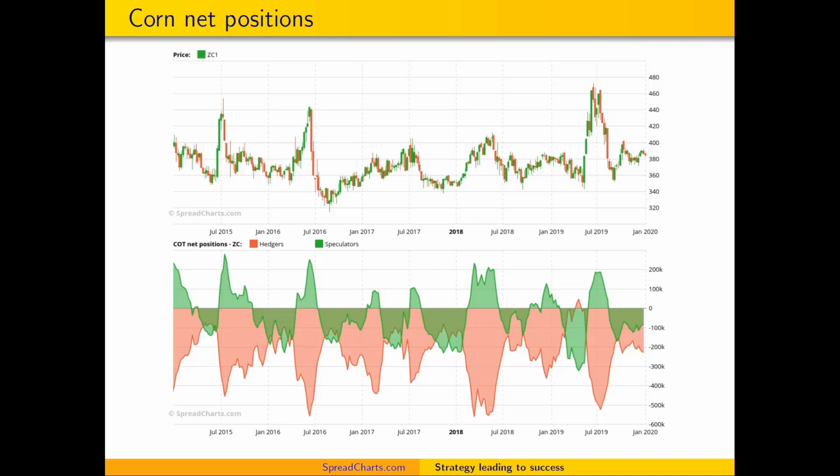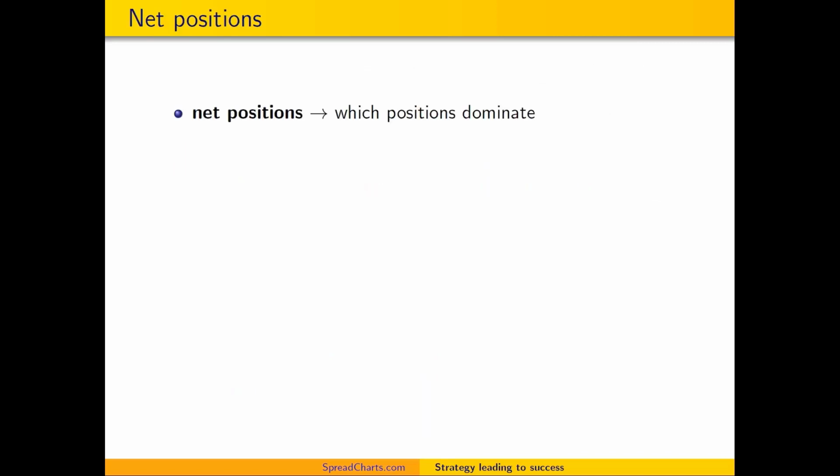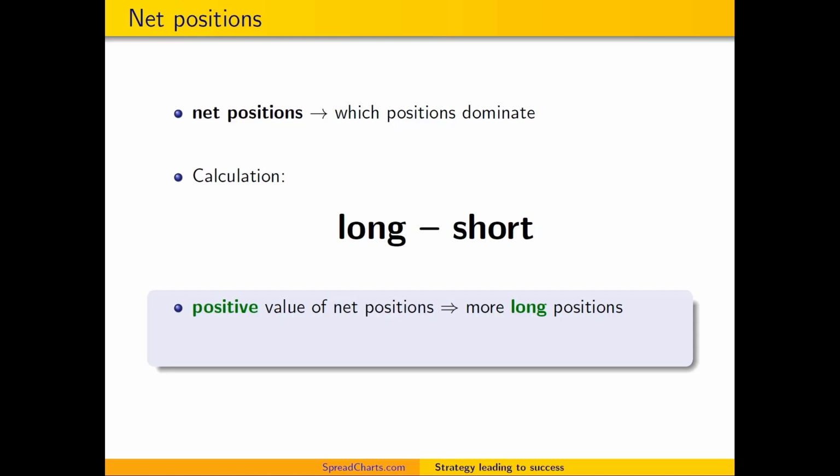Let's start with the net positions you just saw on the previous chart. It shows us what type of positions dominate in a particular group. Its calculation is simple. Just subtract the aggregate amount of short positions from long positions held by a specific group of market participants. If the value is positive, the group holds more long positions than short positions. And if the value is negative, it holds more short positions.